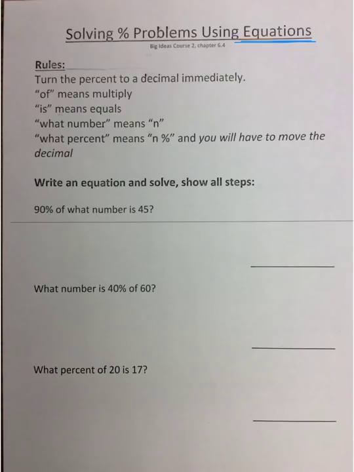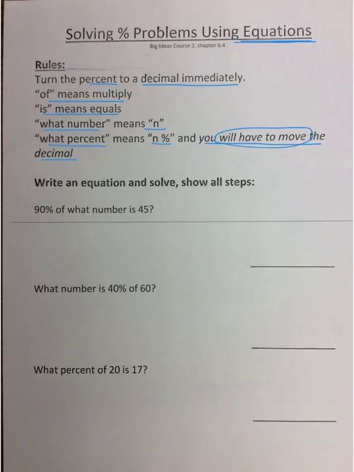Okay, here are the rules. You're going to turn the percent to a decimal immediately. Of means multiply. Is means equals. If it says what number, that means that's your n. If it says what percent, that means n%, and you will have to move the decimal. So you can't forget that. All right, let's give it a shot.